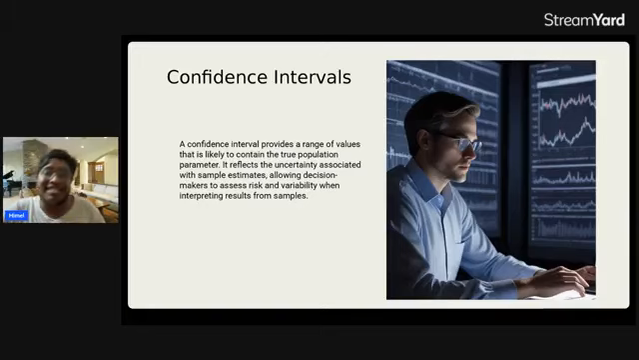Along with hypothesis testing, confidence intervals are fundamental. A confidence interval gives us a range within which we expect the true value of a population parameter to lie. Based on our sample data, these measures of uncertainty allow us to evaluate how reliable our estimates are. Decision makers often rely on these intervals to assess risk and gauge the variability inherent in sample estimates.